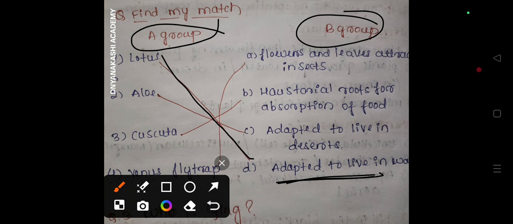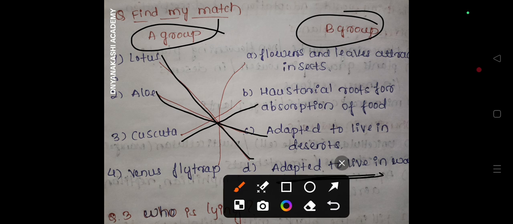Aloe. Aloe is adapted to live in a desert because aloe stores water very well in the body, and aloe has no leaves, only stems; the leaves are converted into thorns. That's why it is adapted to live in the desert. And the third one is Cuscuta. Cuscuta has haustorial roots for absorption of the water.